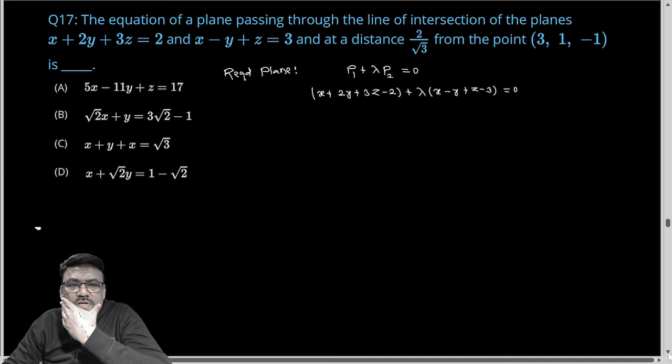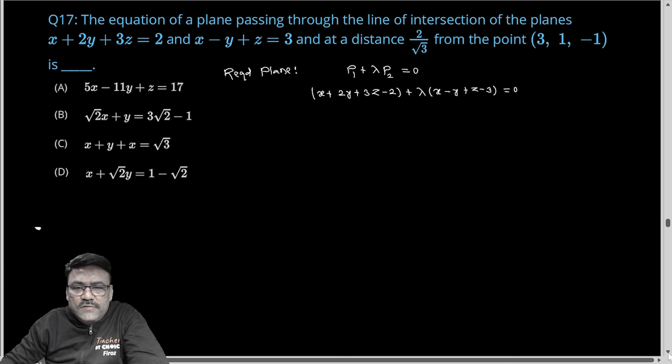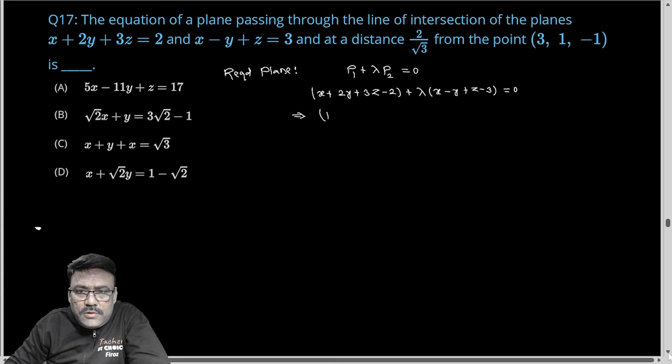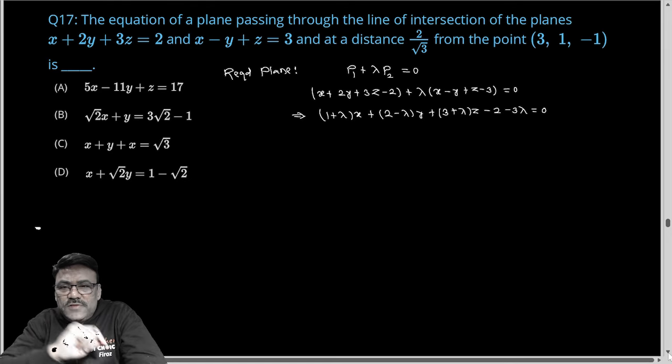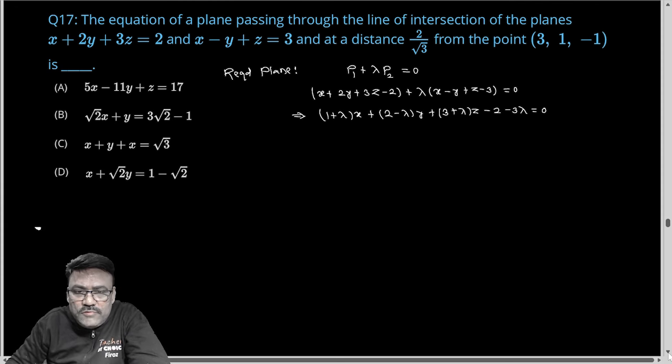This is P1 plus lambda times P2, x plus 2y plus 3z minus 2 plus lambda times x minus y plus z minus 3. Now if I arrange it, it is 1 plus lambda times x, 2 minus lambda times y, 3 plus lambda times z, minus 2 minus 3 lambda. And now they have given that the distance of this plane from 3, 1, minus 1 is 2 by root 3. Means the length of the perpendicular from the point 3, 1, minus 1 to this plane should be 2 by root 3. So let's use the length of the perpendicular formula.